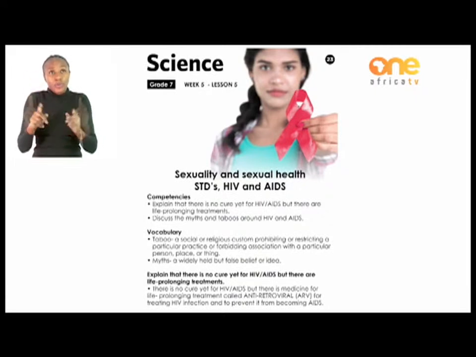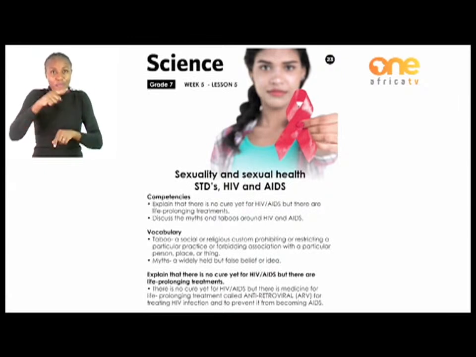Some of the words that we are going to encounter today are taboo, which simply means a social or religious custom prohibiting or restricting a particular practice or forbidding association with a particular person, place, or thing, and myths, a widely held but false belief or idea. There is no cure yet for HIV, but there is medicine for life-prolonging treatment called antiretroviral, or simply ARVs, for treating HIV infections and preventing them from becoming AIDS.